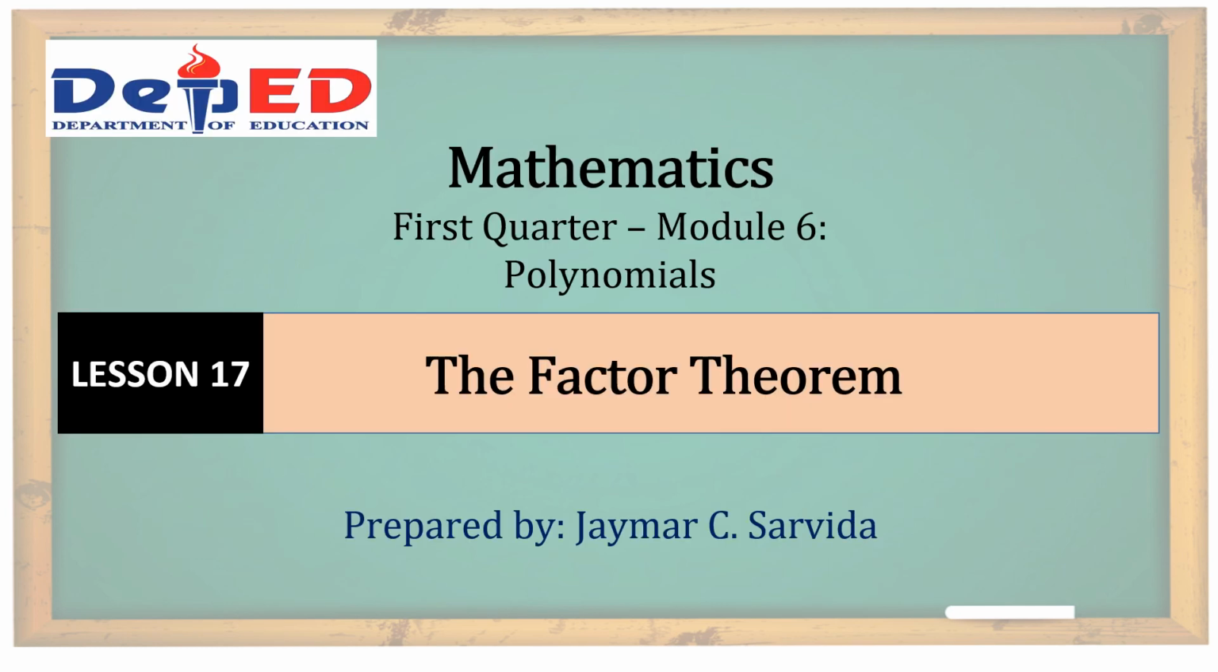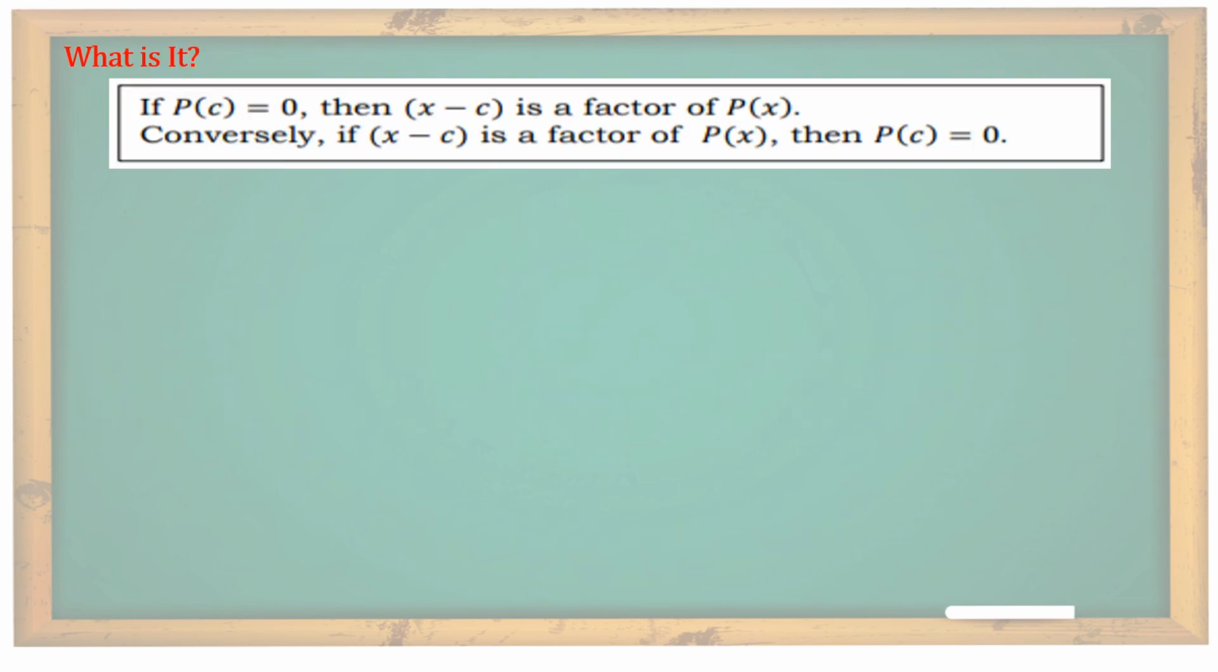Now, let's proceed to the factor theorem. So, tapos na kanina tayo doon sa ating remainder theorem. Let's proceed now to the factor theorem. If p of c is equal to 0, then x minus c is a factor of p of x. Conversely, if x minus c is a factor of p of x, then p of c is equal to 0.